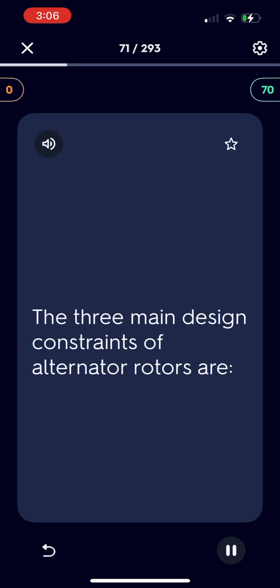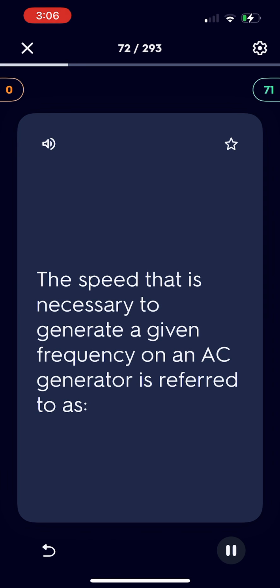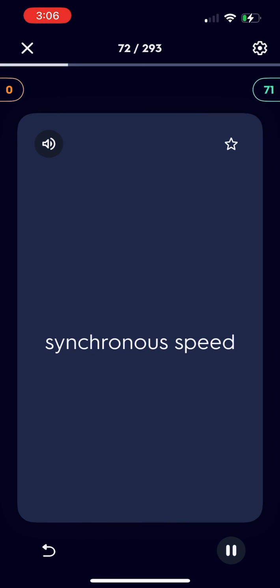The 3 main design constraints of alternator rotors are temperature, centrifugal force, and insulation of the rotor conductors. The speed that is necessary to generate a given frequency on an AC generator is referred to as synchronous speed.